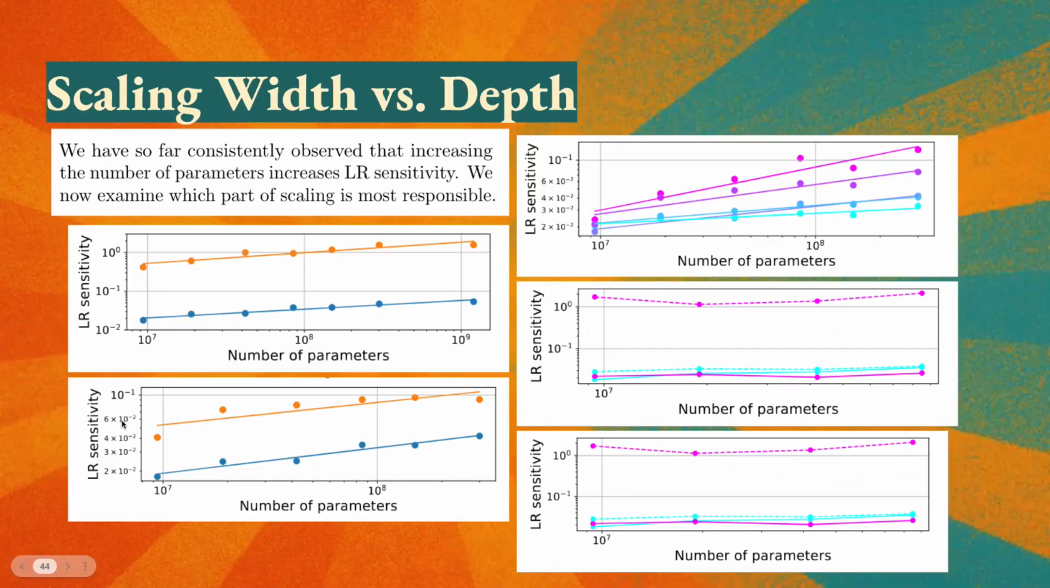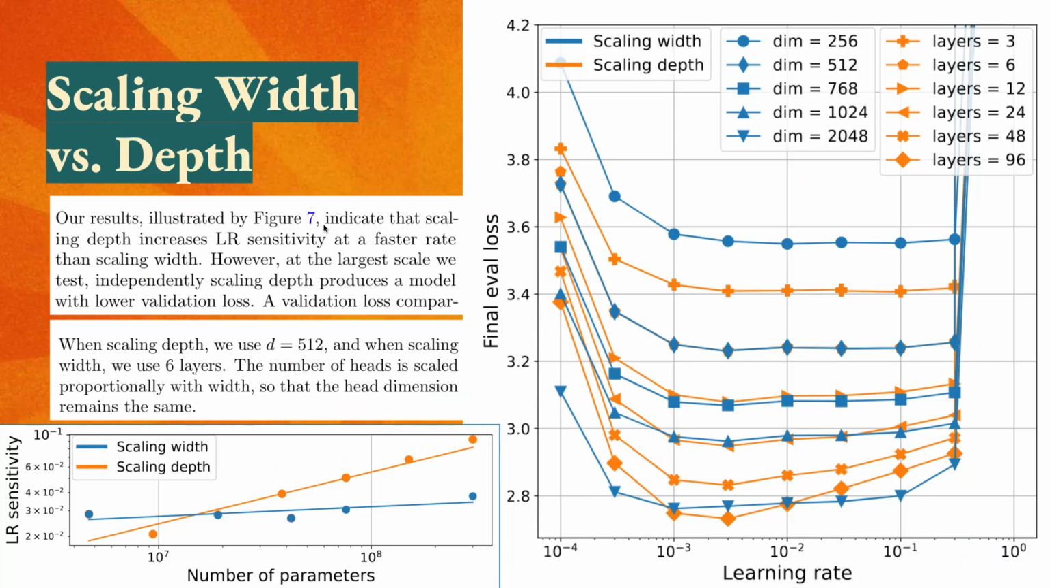Okay, so we looked at warm-up, we looked at independent weight decay. Now we're going to look at scaling width versus scaling depth. So what we have seen so far is that as the number of parameters increases, the learning rate sensitivity gets worse. What gets worse means is that it gets increased. So when we increase the number of parameters, we know that learning rate sensitivity gets worse. Is it because of scaling the width that makes it worse, or is it scaling depth that makes it worse?